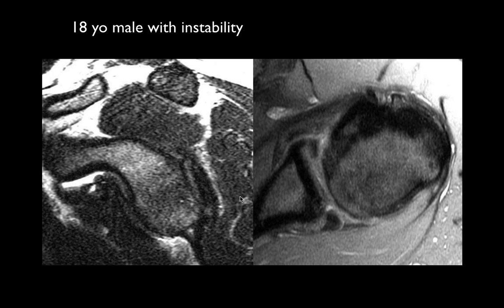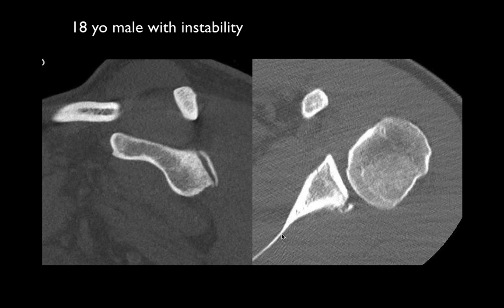Okay, and then here's a sagittal image, and what we can see here is flattening of the posterior aspect of the glenoid, and then this is that displaced labrum. So this patient probably has had a posterior injury with actually an injury to the subchondral bone, and this is what the CT scan looks like.